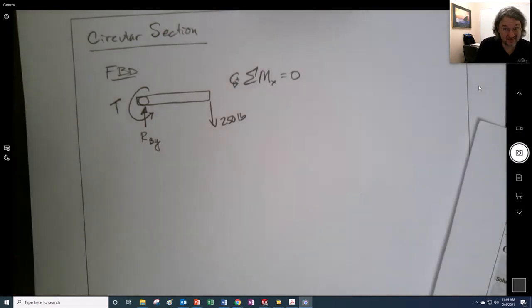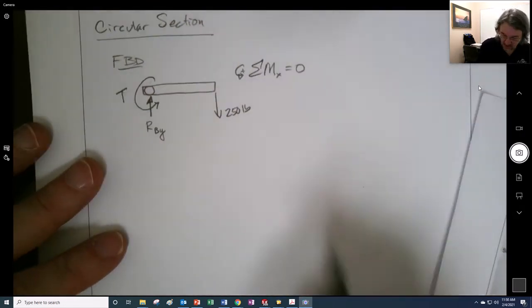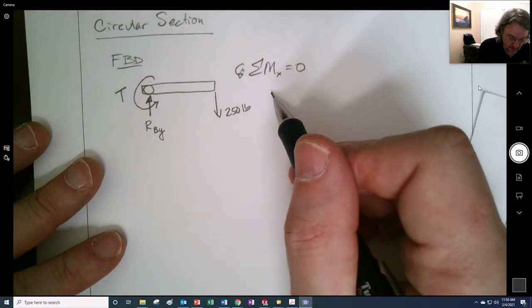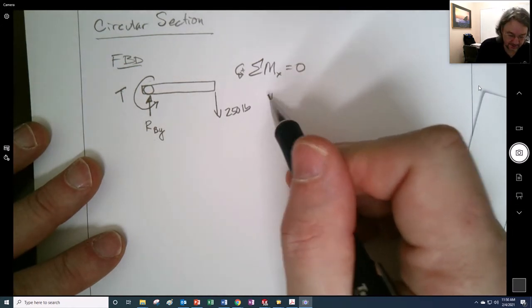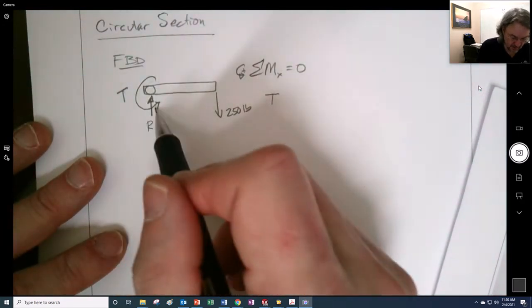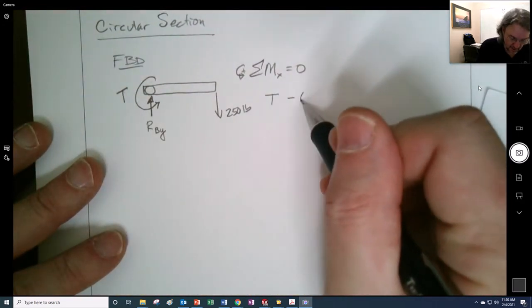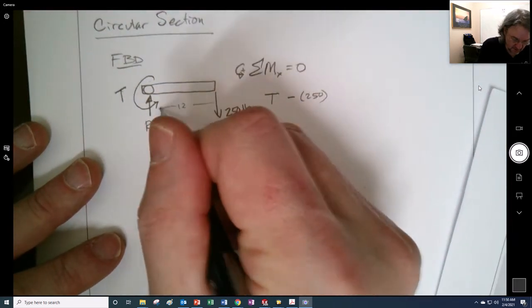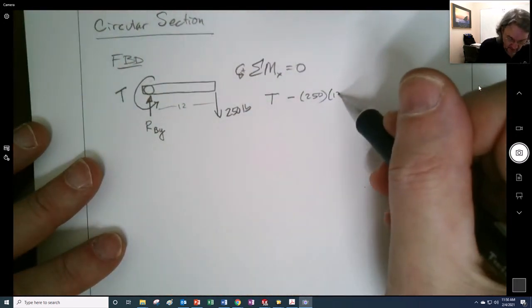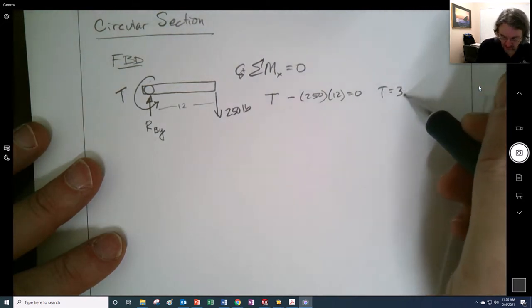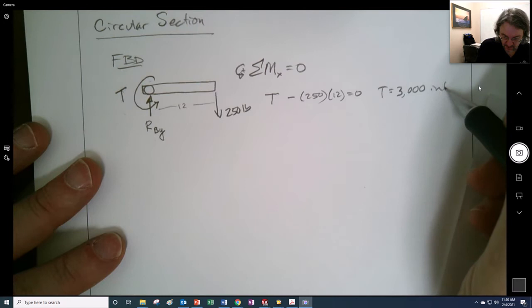So there's some of the moments about the x-axis once again. And once again, this is a simple problem, but we need simple problems as part of the examples so that we can get progressively more difficult problems. So here it is, counterclockwise is the torque, and 250, and then once again this is 12 inches from there to there. So the torque is equal to 3,000 inch-pounds.